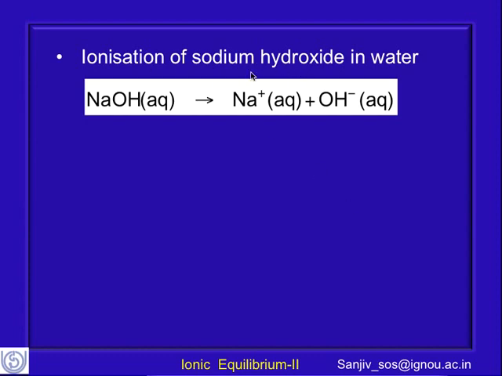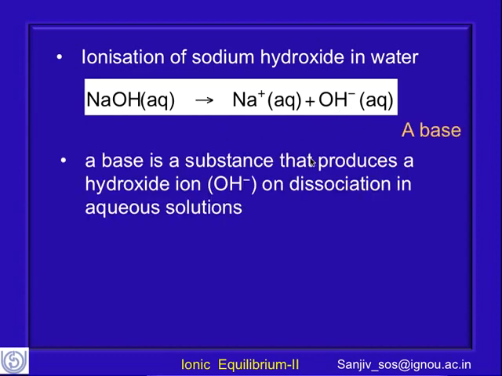Okay, continuing further, if you look at the base now, let's take the example of sodium hydroxide. If I take sodium hydroxide and put it into water, what do I get? I get sodium ions and hydroxide ions. So it's very straightforward. That means this is a base, and that's the way Arrhenius defined a base: a substance that produces a hydroxide ion on dissociation in aqueous solutions.